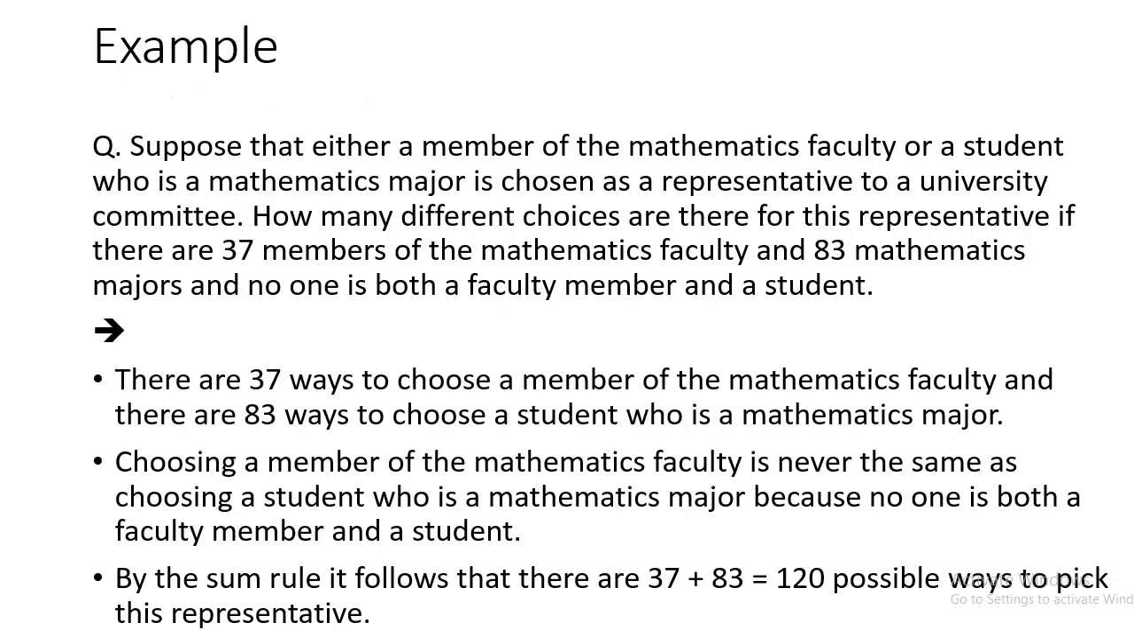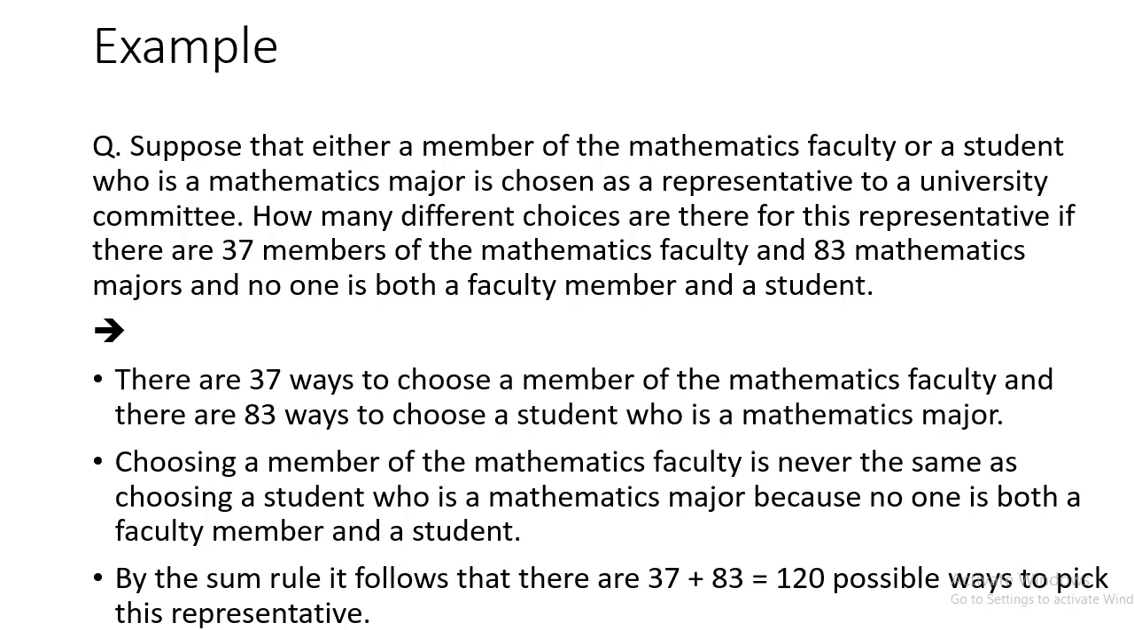The first example: suppose that either a member of the mathematics faculty or a student who is a mathematics major is chosen as a representative to a university committee. How many different choices are there for this representative if there are 37 members of the mathematics faculty and 83 mathematics majors, and no one is both a faculty member and a student? So this is our question.